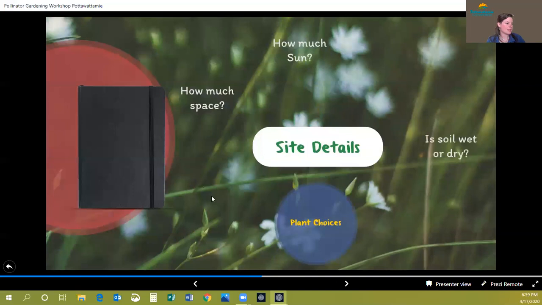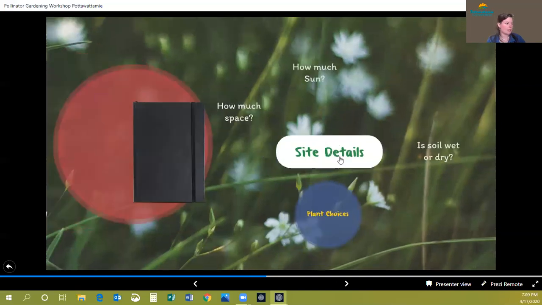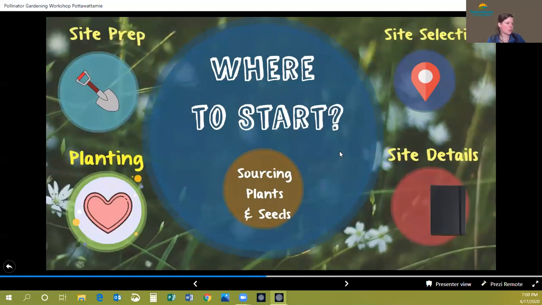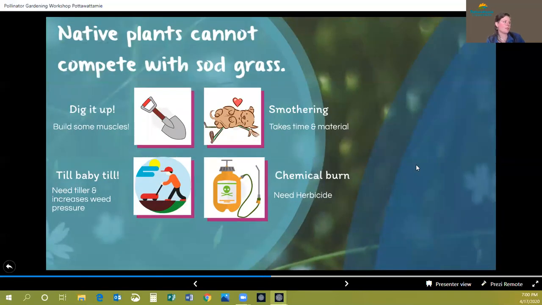All right, site details. So you found a spot where you want to plant your plants. You've got some of the details. You've figured out how much sun hits it, how dry the soil is, how much space you really have. Now what do you do? You still have lawn there, right?